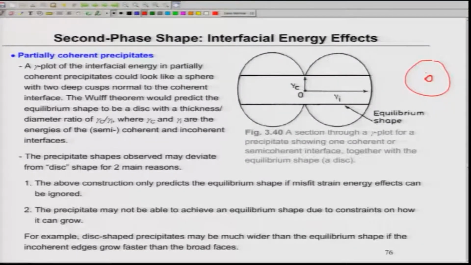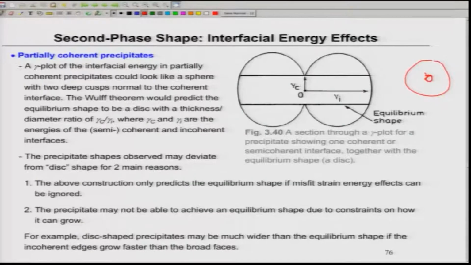Normally, in such a case, the gamma plot, the surface energy plot, will look like a sphere with cusps. You see them on the normal surfaces. That means along these flat surfaces, there will be cusps. That is what is shown here. This is spherical, and there is a minimum value on the flat surface. That is what is known as a cusp.